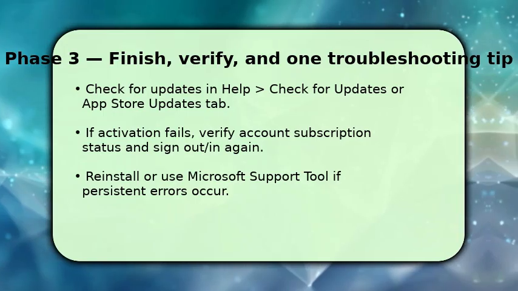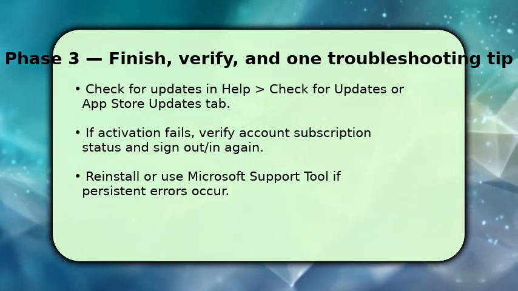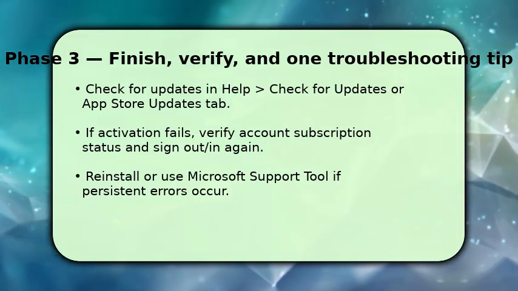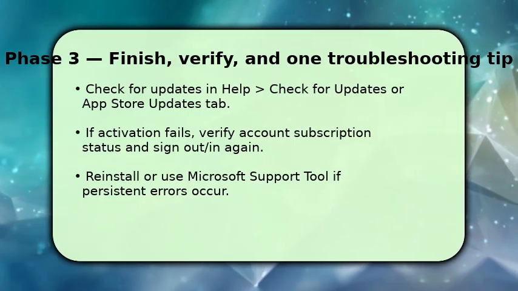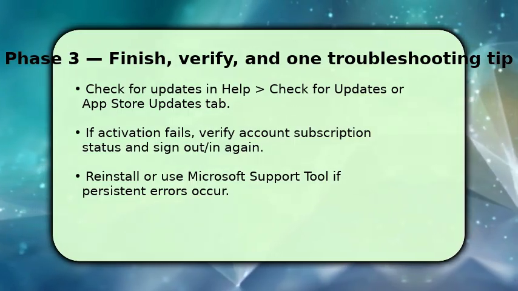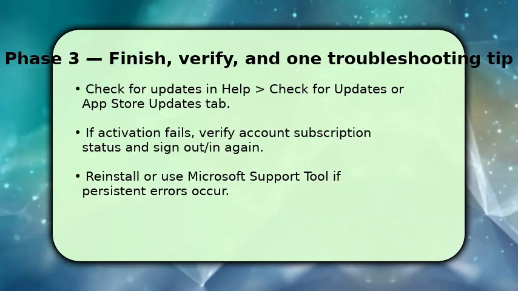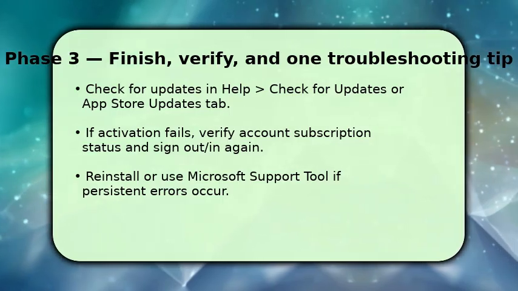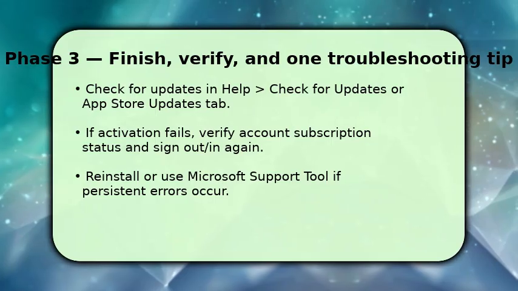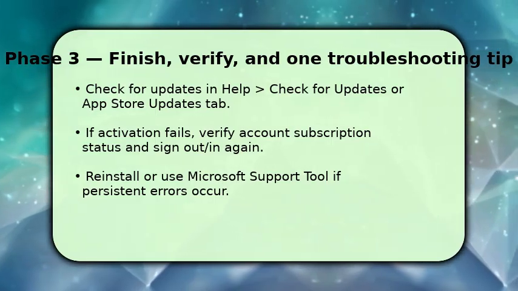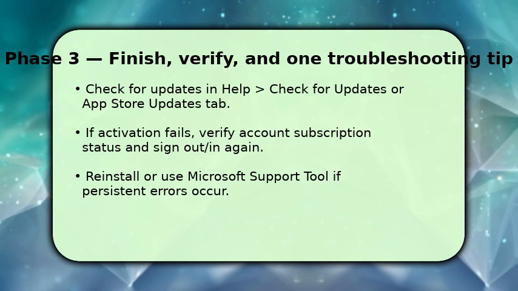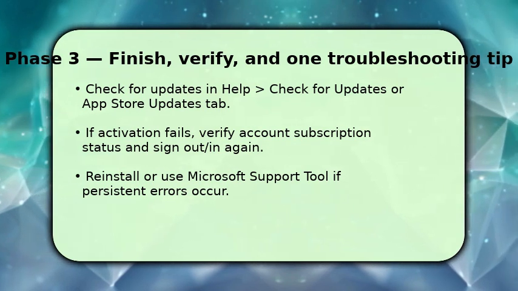If activation fails, sign out of the Microsoft account and sign back in, then confirm your subscription status on account.microsoft.com. If problems persist, remove the app and reinstall or run the Microsoft Support and Recovery Assistant on another device for account checks. One key tip: check macOS firewall or network proxies if downloads or license checks time out.